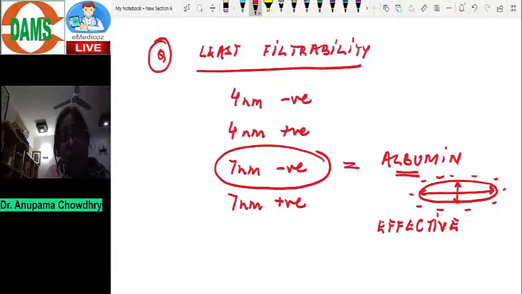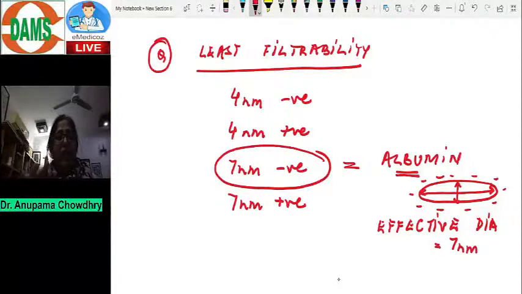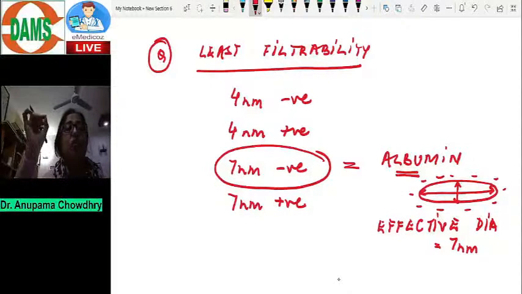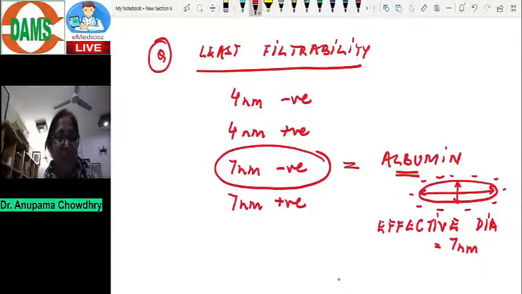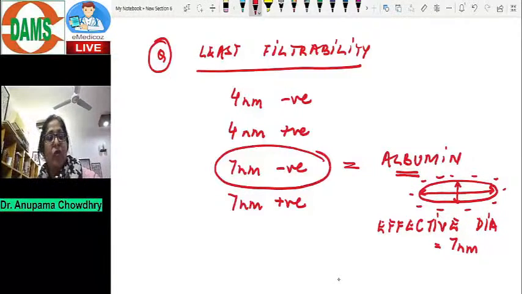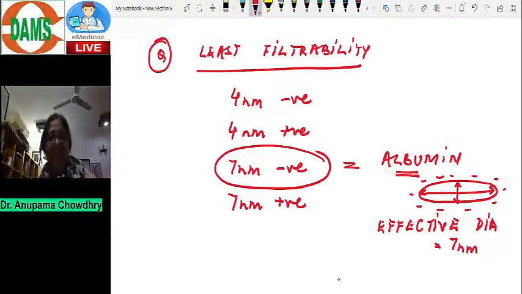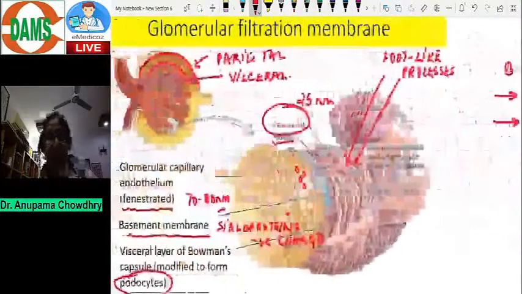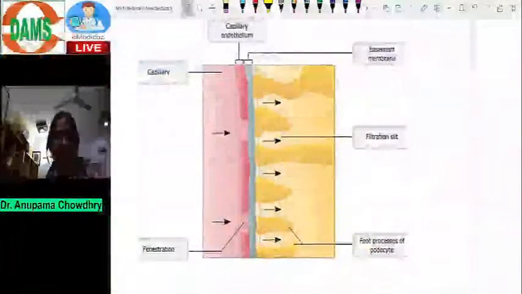Now, even though this is less than 8 nanometers, because of the negative charge, it has very, very little filtrability. The albumin present in the glomerular filtrate is hardly 0.2% of the albumin in the plasma. Have you understood? So this is going to have the least filtrability, like I said, because it has a negative charge.